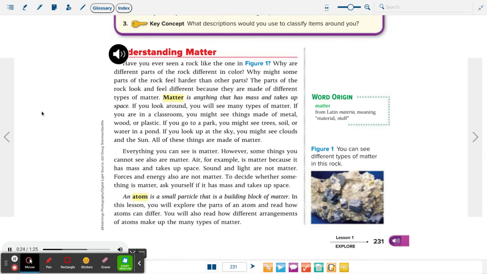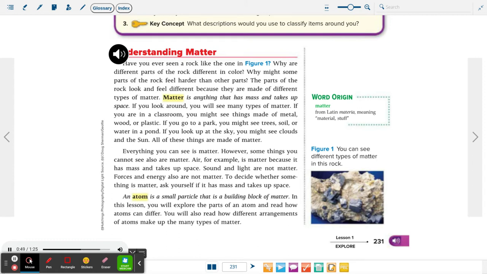If you look around, you will see many types of matter. If you are in a classroom, you might see things made of metal, wood, or plastic. If you go to a park, you might see trees, soil, or water in a pond. If you look up at the sky, you might see clouds and the sun. All of these things are made of matter. Everything you can see is matter.